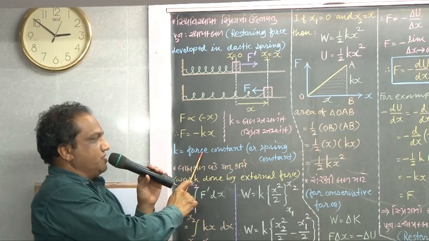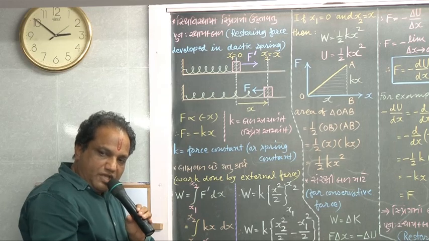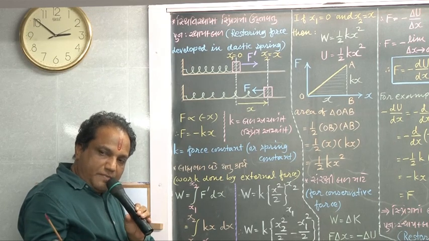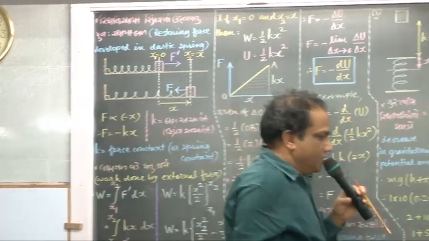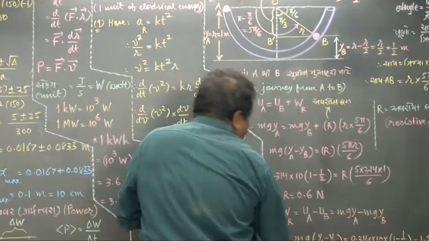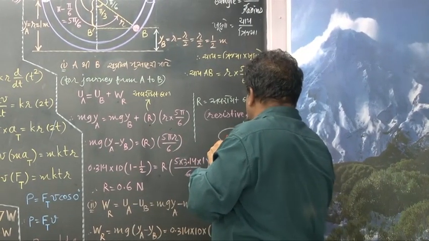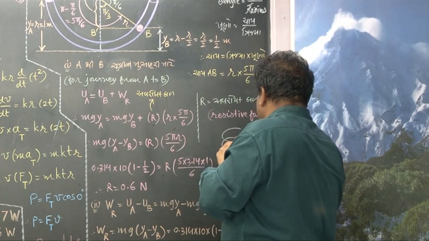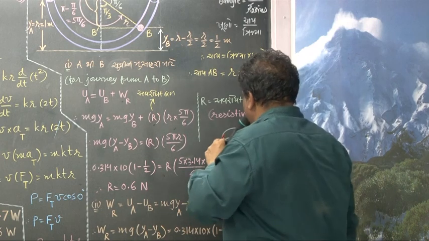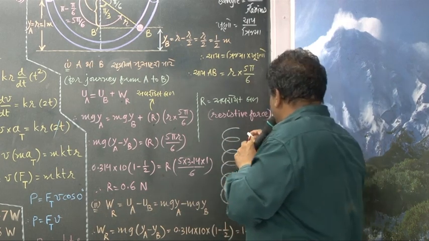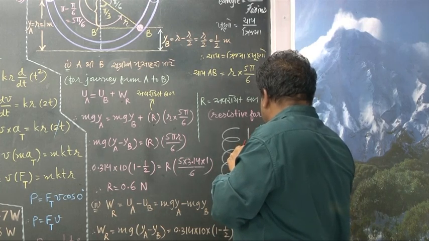This name, force constant, is more famous. In the textbook they have not written which factors the force constant depends on. I am showing you. Look. Consider a spring like this. Correct? And this is the original length.